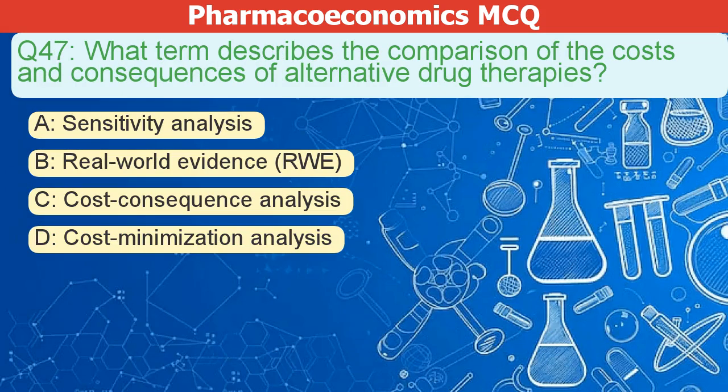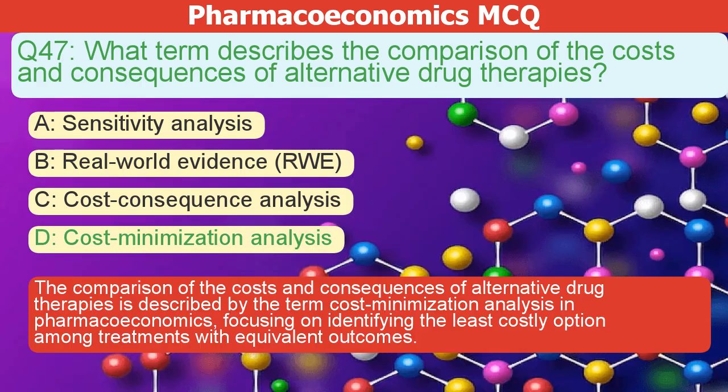What term describes comparing the costs and consequences of different drug treatments? A. Sensitivity analysis. B. Real-world evidence, or RWE. C. Cost-consequence analysis. D. Cost minimization analysis. The correct answer is D. The comparison of the costs and consequences of alternative drug therapies is described by the term cost minimization analysis in pharmacoeconomics. It focuses on identifying the least costly option among treatments with equivalent outcomes.